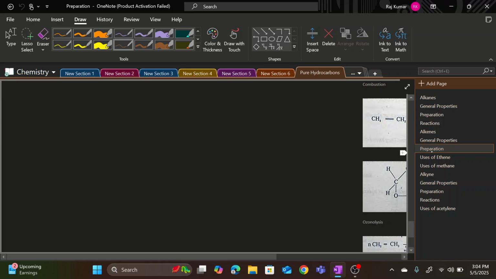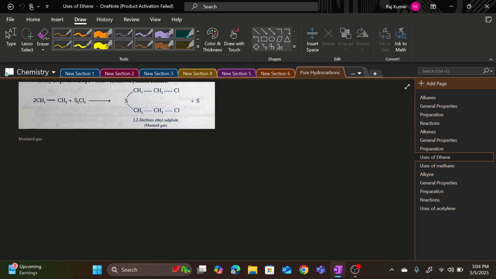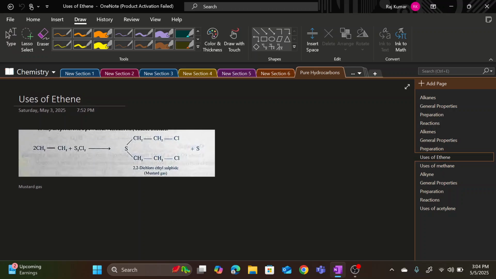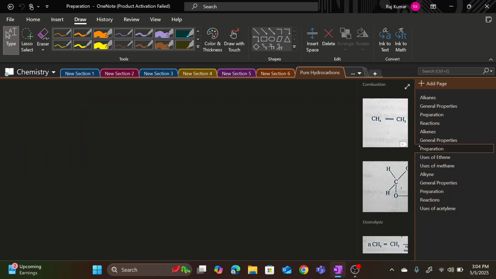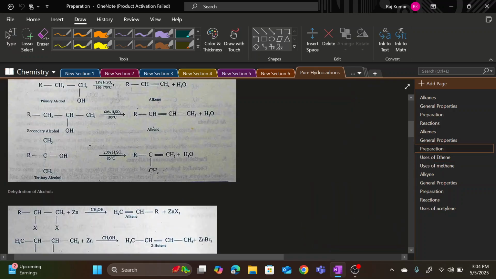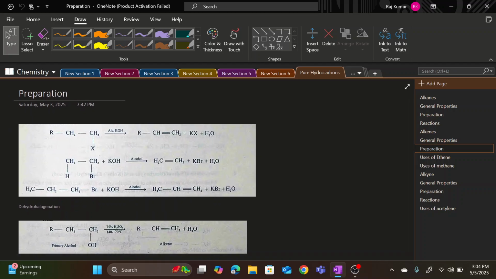All right. So let's just move on to its preparations. I know there is a lot to talk about its preparation. If you just take its first method, it is dehydrohalogenation.